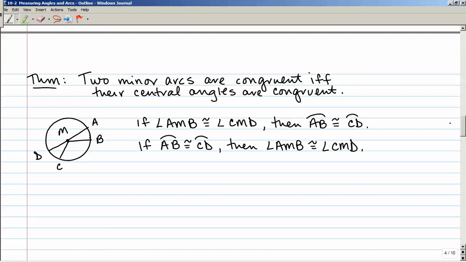So here's a theorem. Two minor arcs are congruent if and only if their central angles are congruent. So if angle AMB is congruent to angle CMD, then arc AB is congruent to arc CD. And conversely, if the arcs are congruent, if arc AB is congruent to arc CD, then angle AMB is congruent to angle CMD.